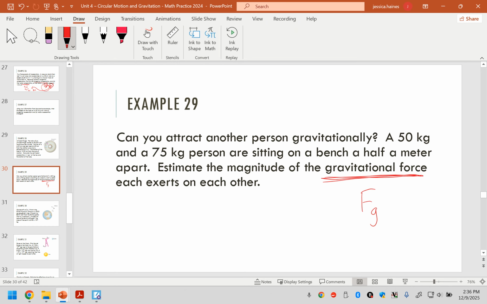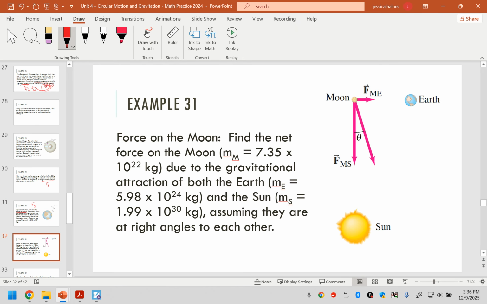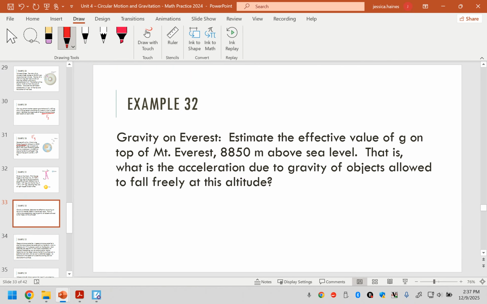If they ask for, so like this one, this says what is the force of gravity? So they're asking for force of gravity. You're using that first equation on that equation sheet. When it asks for something else, find the net force. So again, net force, this is a different problem, but I want to come across one where they're asking for something else. Acceleration due to gravity.